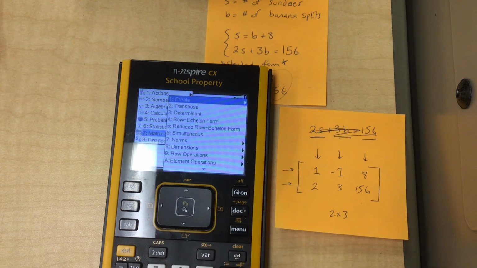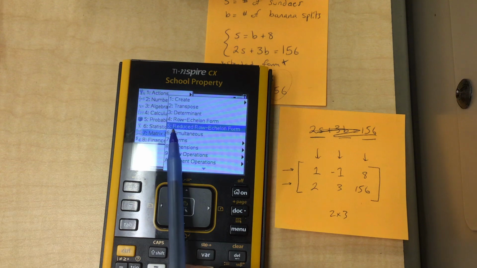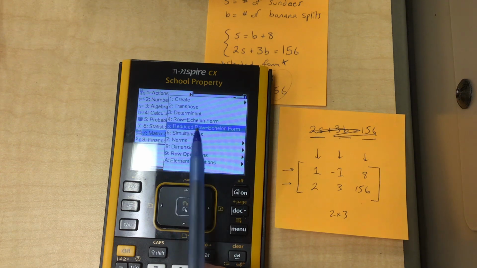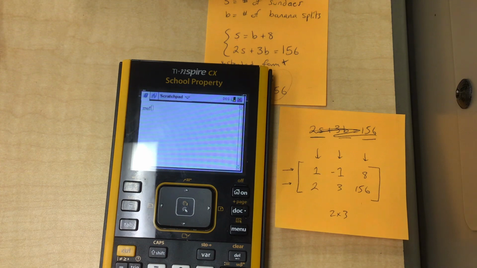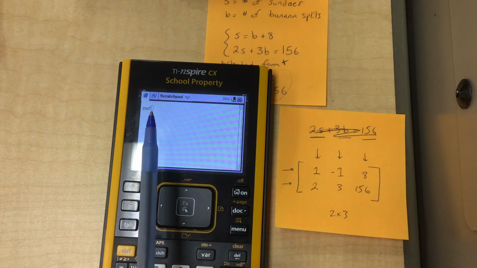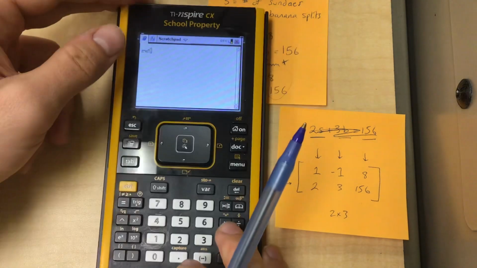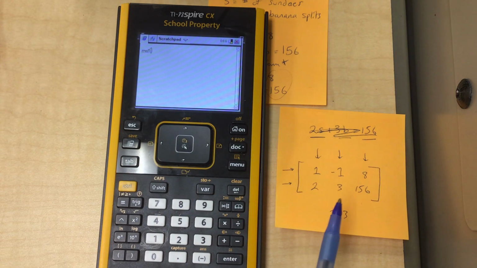We're going to click that, and then we want to choose something called row reduced echelon form. It's going to come in as a calculator as RREF, row reduced echelon form. You're going to select this, hitting enter. And now it's going to allow you to type something in these parentheses, all right? So what we want to type in is this matrix that we came up with.